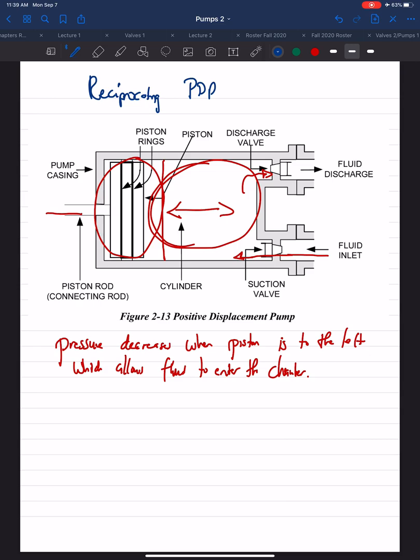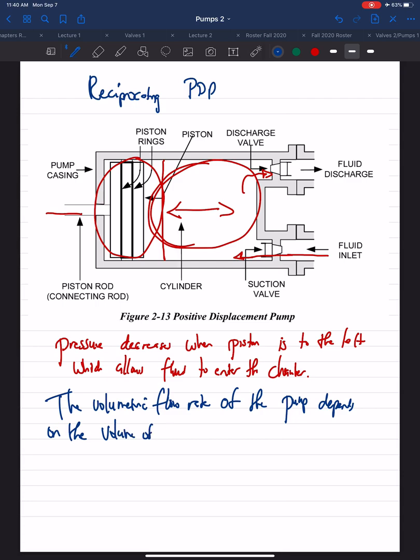So thereby, with these reciprocating positive displacement pumps, the volumetric flow rate of the pump depends on the volume of the cylinder or chamber and the speed of the pump. So changing the speed at which this piston moves can increase your volumetric flow rate.